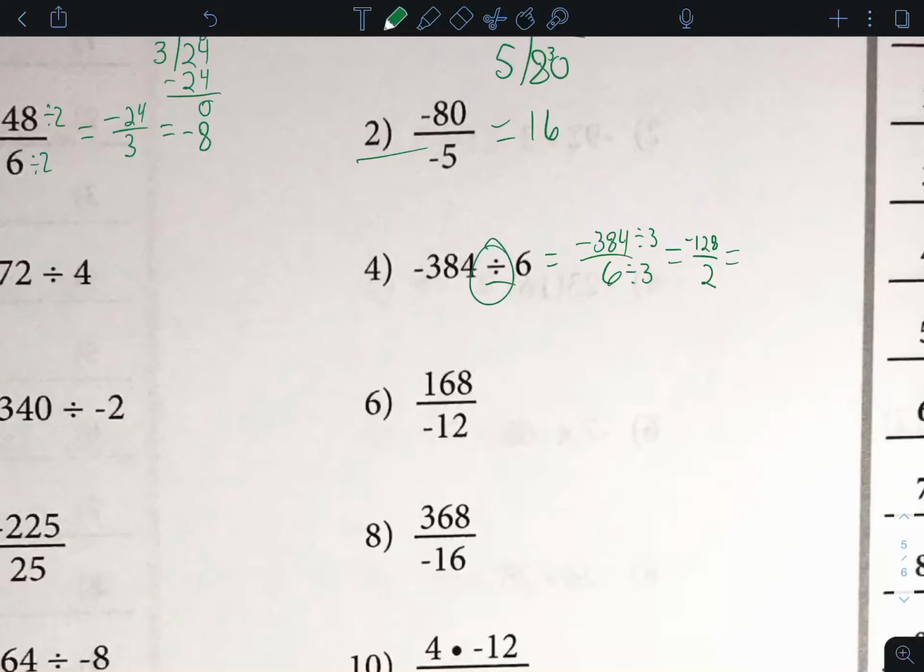And your hint for these other two questions are negative 72 divided by 4. You can reduce them, or you could just do your long division. Negative 340 divided by negative 2.